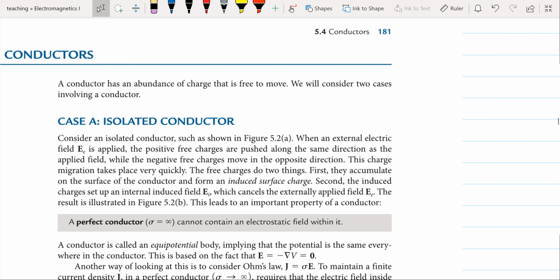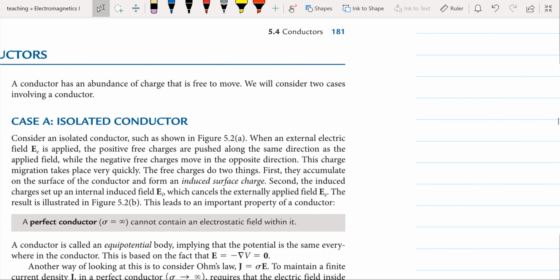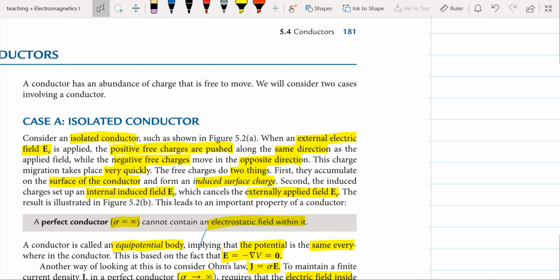We want now to discuss the concept of conductors, or how the electric field or the current develops in conductors. They are saying that a conductor has an abundance of charge that are free to move. And we are going to consider two cases involving a conductor. The first case that we consider is that of an isolated conductor.